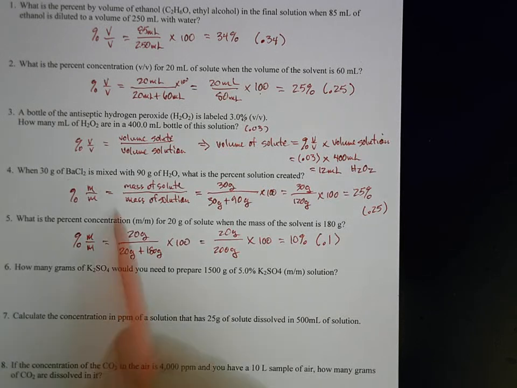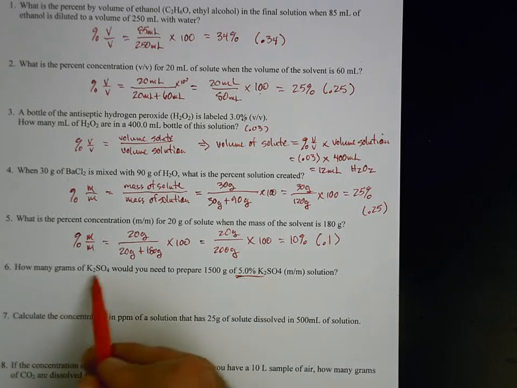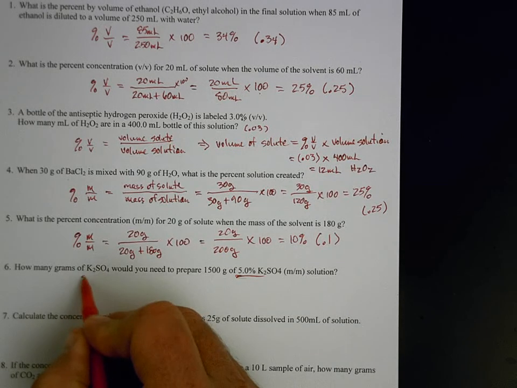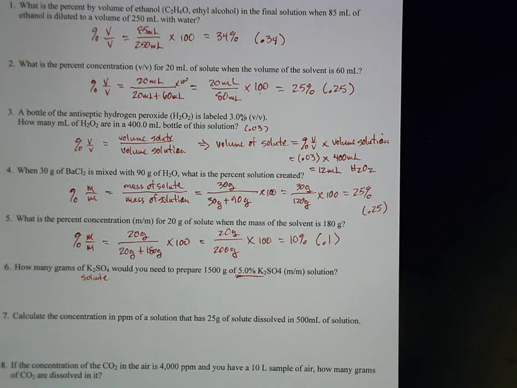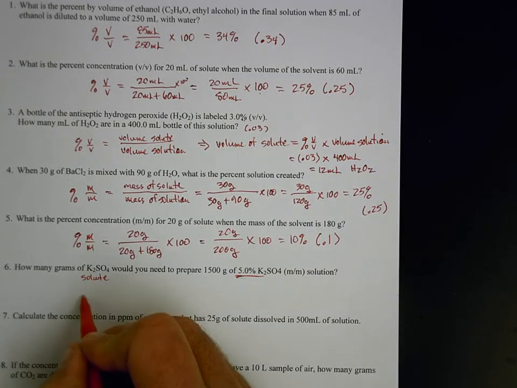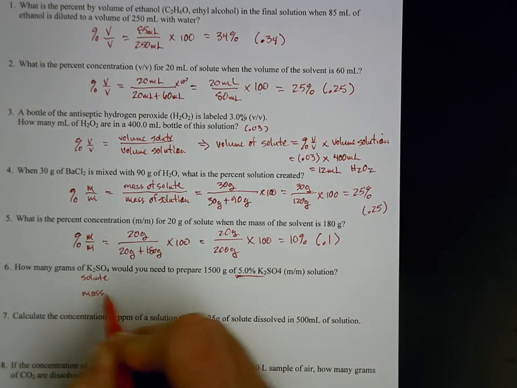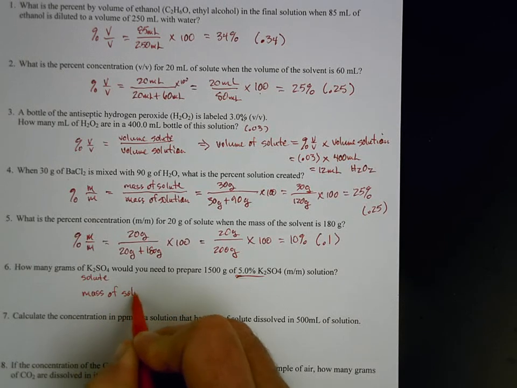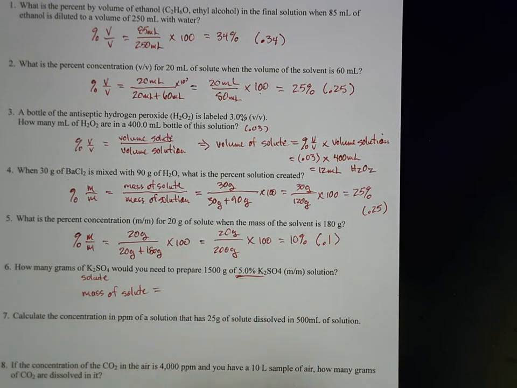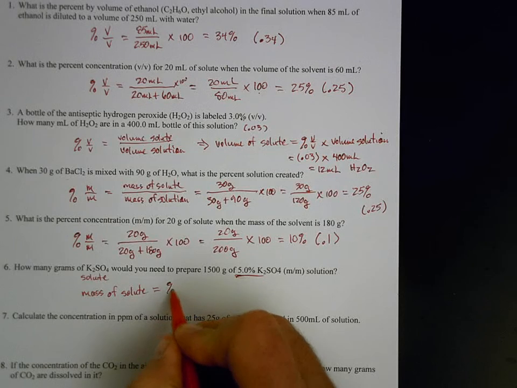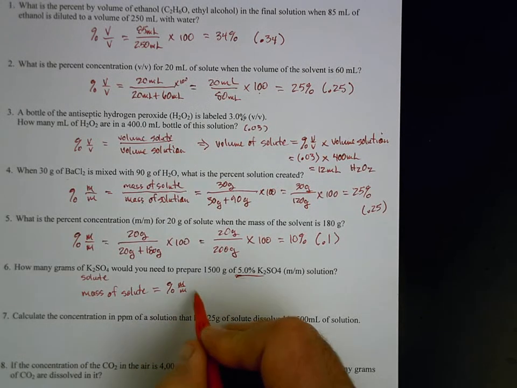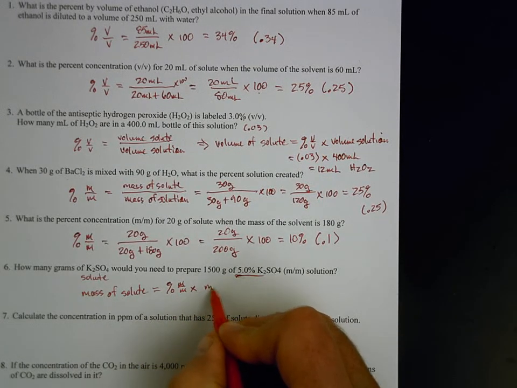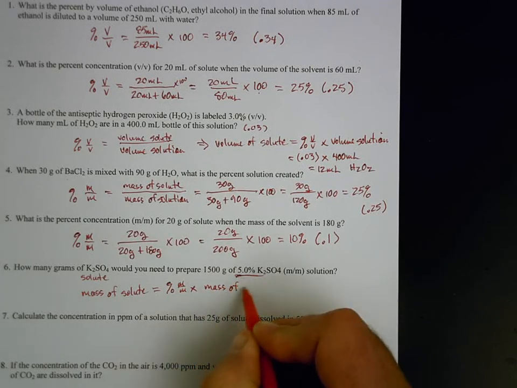And then, similar to problem 3, in problem 6, we're going to go backwards. We already have our percentage. So we want to know how many grams of K2SO4. This is the solute. So the mass of solute will equal the percent times the mass of solution.